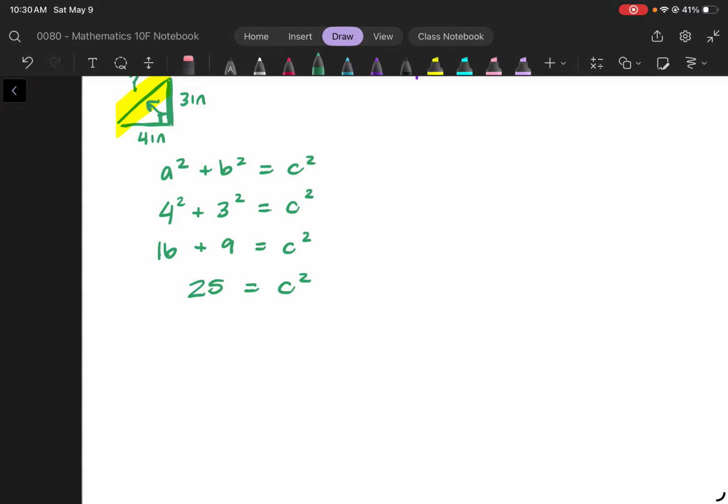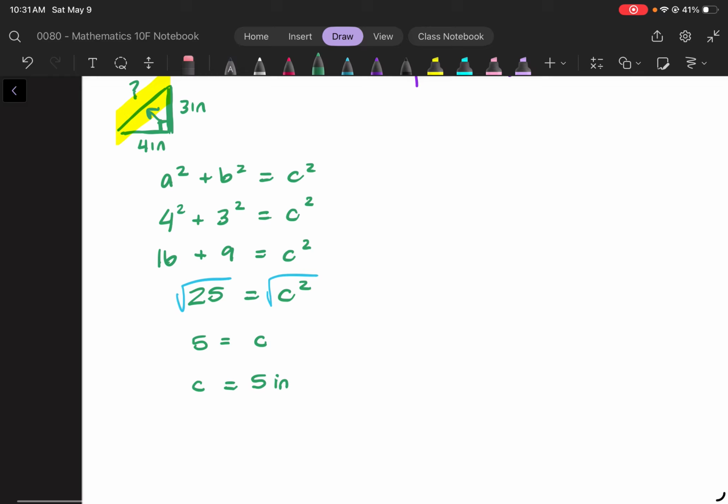And to get C alone, I'm going to have to square root both sides. And I get the square root of 25 is 5. And I can reorder that answer here. So C is equal to 5. And if all my other sides were measured in inches, then C, that side length, is going to be measured in inches.